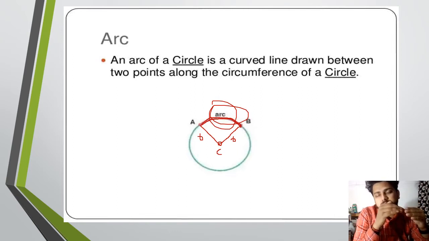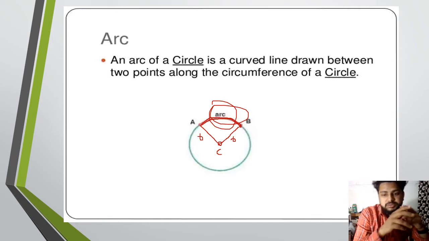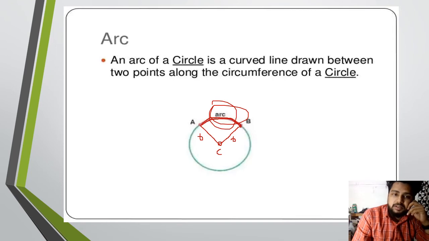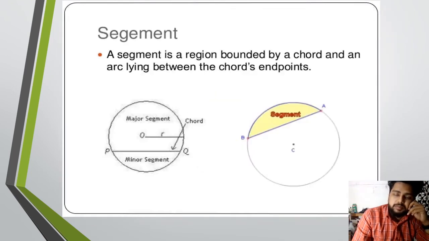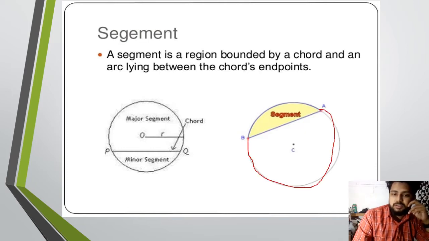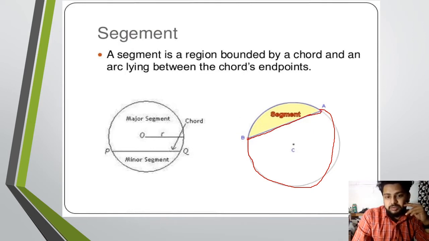Any curved line which joins two points on the circumference of the circle is known as the arc of the circle. Here we have the segment. Do you know what a segment is? Suppose this is your circle, and you join two points on the circle. Do you know what the joining of two points which doesn't pass through the center is known as? It's the chord. This red line is your chord.